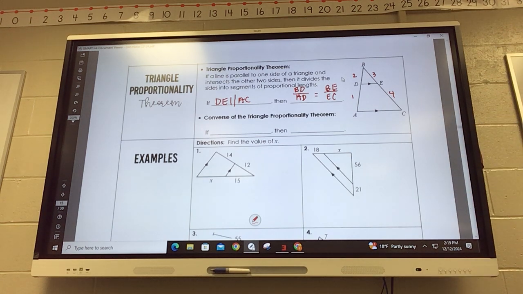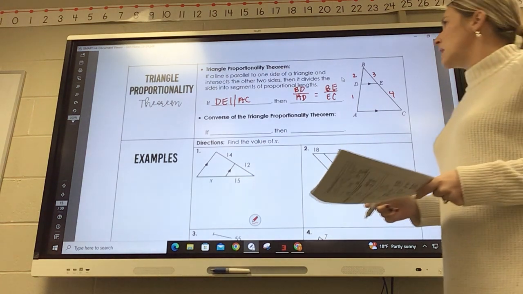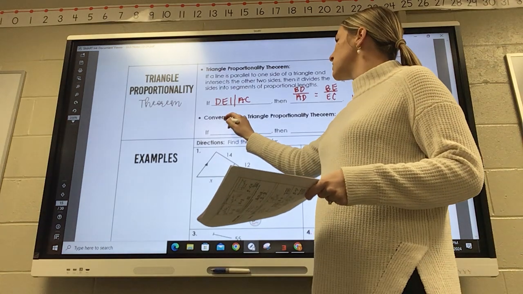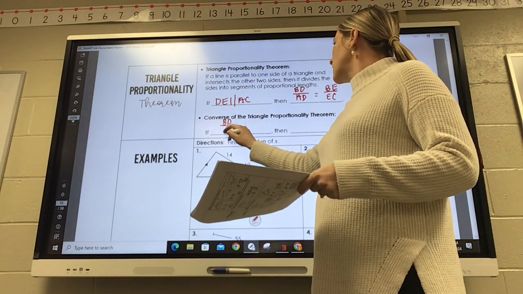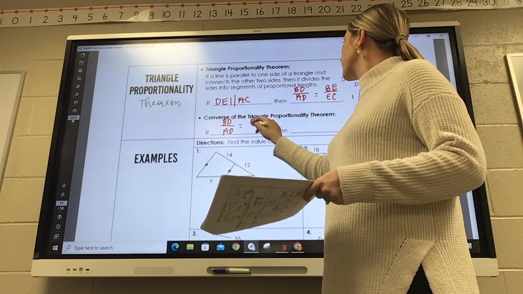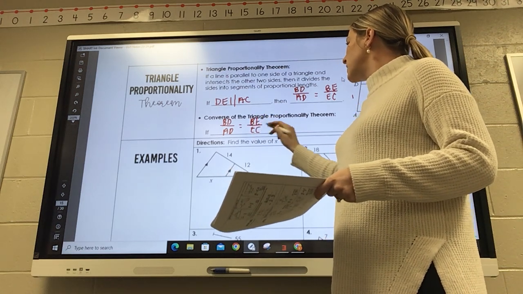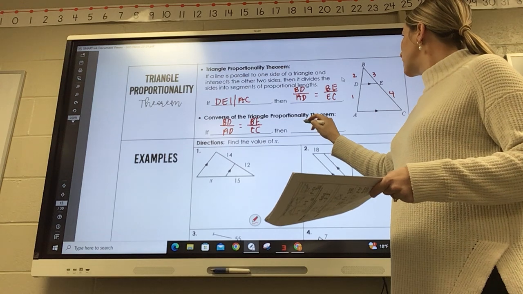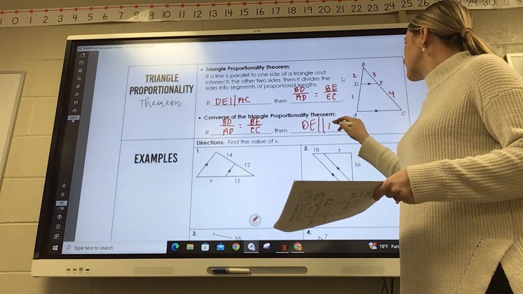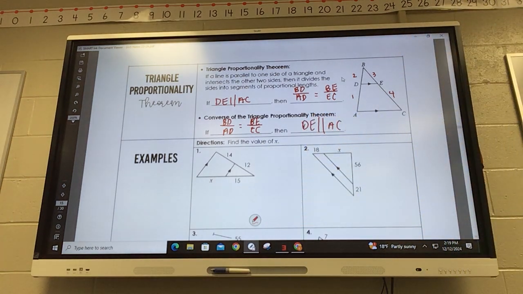So then the converse of the proportionality theorem says if you know that those pieces are proportional, the same set that we had before, then you can conclude that your two lines are parallel. So it works both ways.